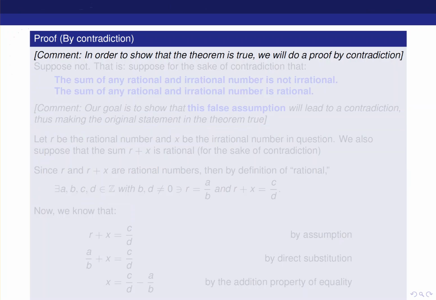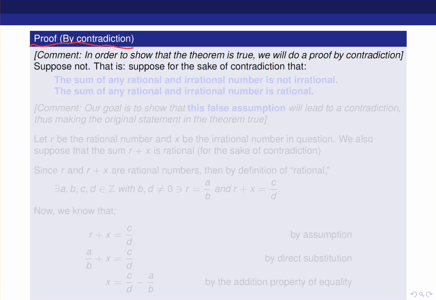To prove the statement, we begin by writing the words proof by contradiction again. And I'm writing a comment to you here to remind you that in order to show that this theorem is true, I'm going to be doing a proof by contradiction. I didn't have to mention that comment since I wrote the words by contradiction up on top. So please make sure that you write this in your proofs.